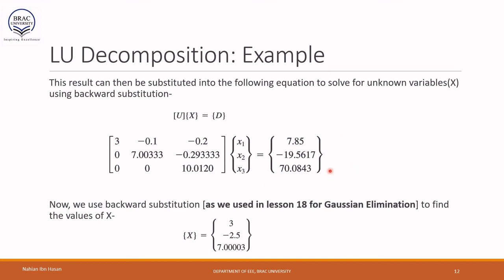We start from the last equation and gradually move to the upper equations, and that's why it is known as the backward substitution. This step is very similar to the Gaussian elimination method, so I am not showing the detailed calculation. Please do the calculation at home. This is a very straightforward calculation. Once you determine the values of x1, x2 and x3, they would look like this: 3, minus 2.5 and 7.00003. So this is our final solution. In this way we can easily use the LU decomposition method to find the solutions of a system of linear equations.